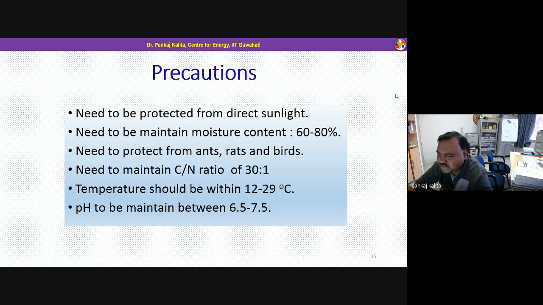However, precautions need to be considered: it needs to be protected from direct sunlight, moisture content of 60 to 80% needs to be maintained, and it needs to be protected from ants, rats, and birds, because once they see the worms, they will take them as food. The carbon nitrogen ratio should be maintained at about 30:1, and temperature should be within 12 to 29 degrees C. The pH should be maintained close to neutral. It may vary plus or minus 5 from neutral, which is fine.